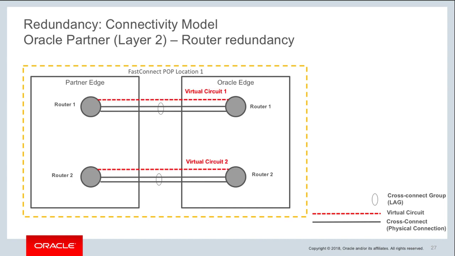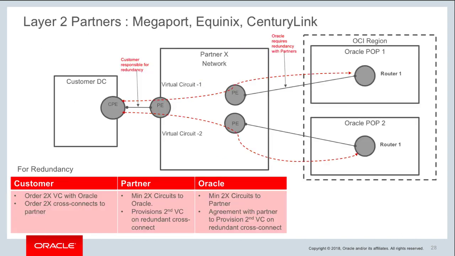To have router level redundancy, the partner has multiple links to each individual router within the single transit POP location. So you can also create multiple virtual circuits within a single POP location to have router level redundancy in the case of layer 2 partners. When you create a single virtual circuit, it would be on a single physical connection, like a router 1 to router 1 connection, and then the second virtual circuit on the second connection. This depicts an end-to-end pictorial view of a FastConnect connection with the layer 2 partner.